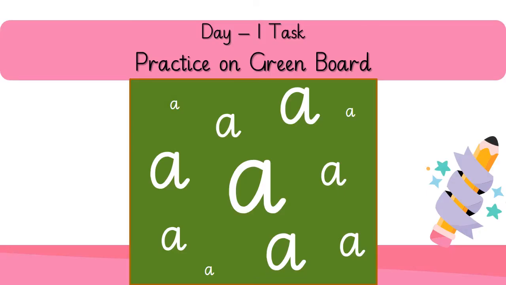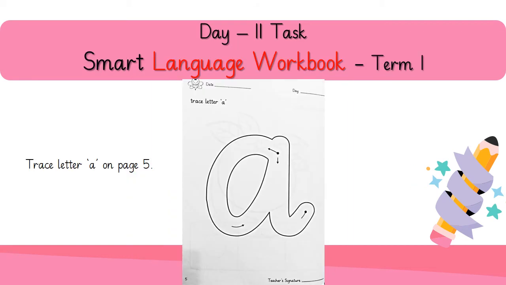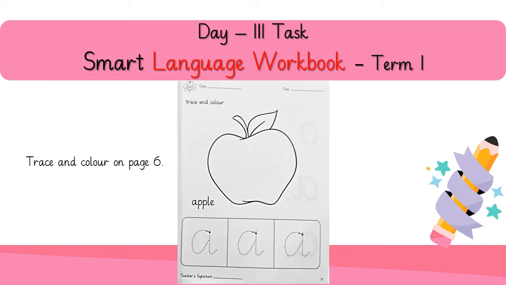Okay, dear students, this is your day 1 task. You need to practice writing A as many times as you can on the green board. This is your day 2 task. This task should be done in your Smart Language workbook. You need to write A in the hollow letter as many times as you can with different pencil colors on page 5. And on page 6, color in the picture and trace A with pencil.